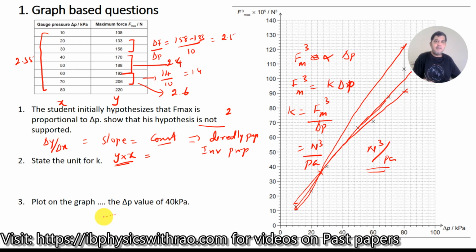Now plot on the graph the value of delta f. For 40 kilopascals, what you do is drop a line here.